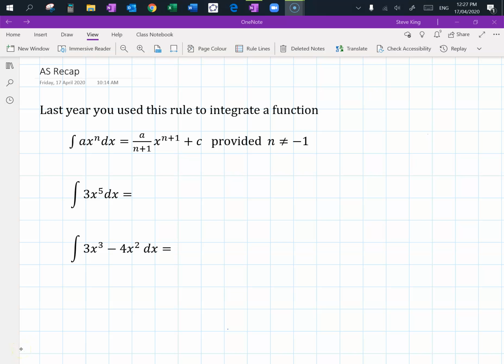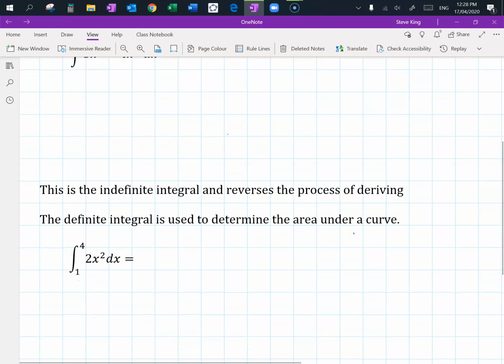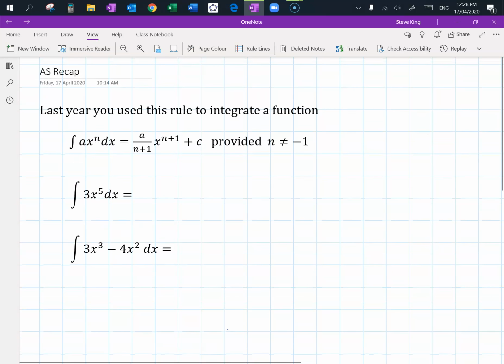Hi, in this video we're looking at recapping the work that you did last year on integration in the AS course. Now there are two basic things that you did last year with integration. One was to find the indefinite integral, examples that I've got here, and then also to find the definite integral, which is what we've got down the bottom here. I'm going to look at these two separately.